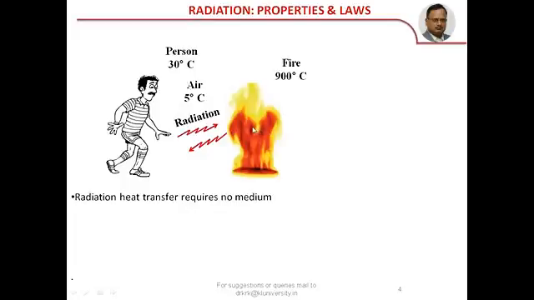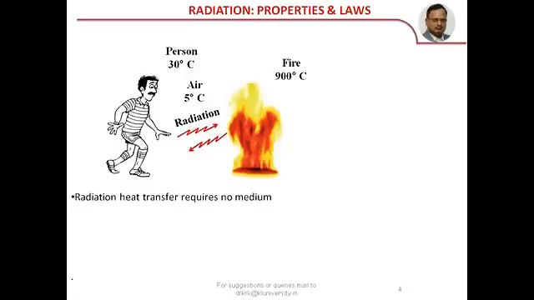The energy emitted by the fire will fall on the body and the remaining goes into the atmosphere. The energy emitted by this person partly will fall on the fire and the remaining to the environment, and the energy emitted by air will reach both the body as well as the fire. So radiation exchange occurs between all the three. Assuming that only three bodies are existing in the space, they interact by radiation.